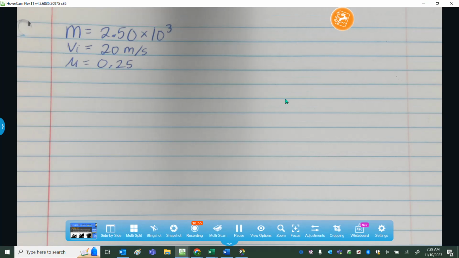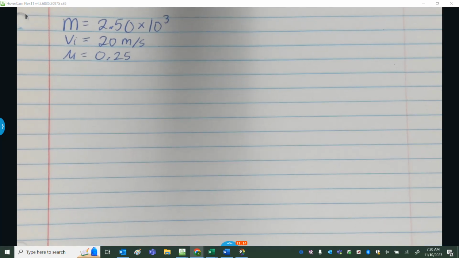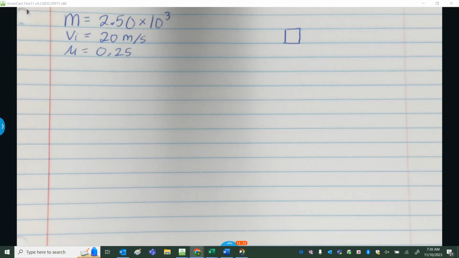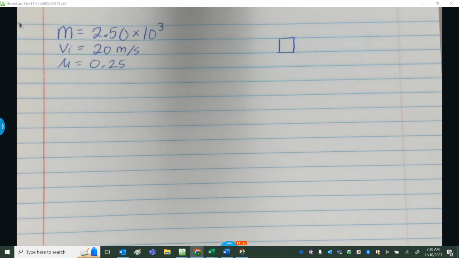Okay, I told you the mass of the car was 2.50 times 10 to the third. I told you that the initial velocity of the car is 20 meters per second, and I gave you a coefficient of friction. And the first thing that I asked you to do in this calculation was actually to draw a free body diagram. Okay, so let's go ahead and do that over here. Okay, and so I have my car represented here by a box, looks just like a car. And we're going to draw the forces acting on the car.